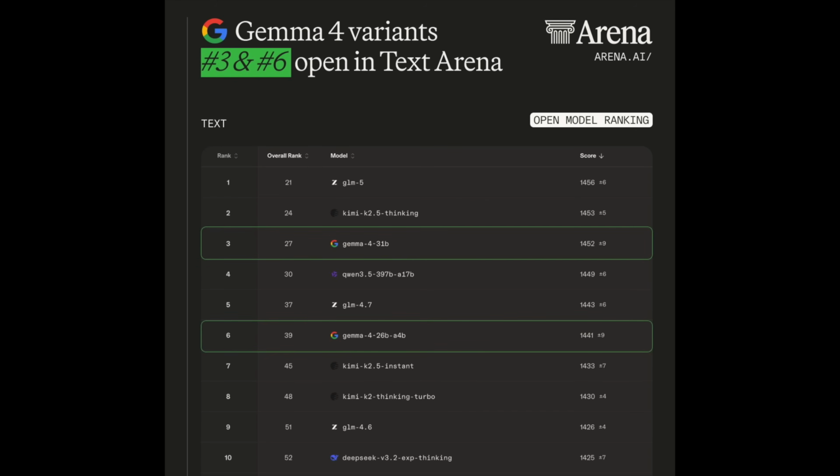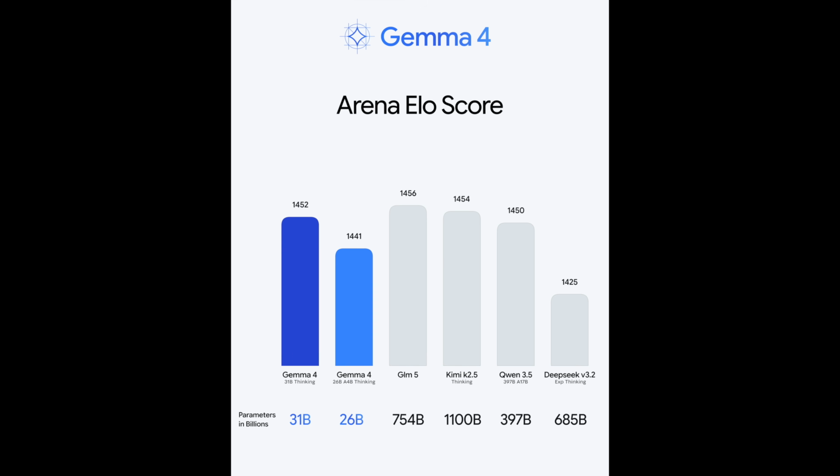On the Arena AI leaderboard, the 31 billion parameter model ranks number 3 among all open models. The 26 billion is number 6. Some of these are beating models 20 times their size. This isn't just another open model, this is a genuine shift.